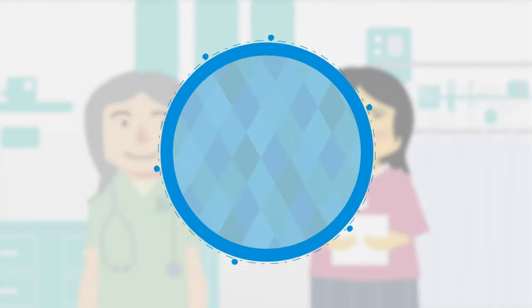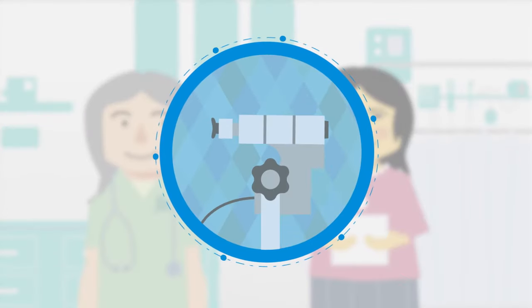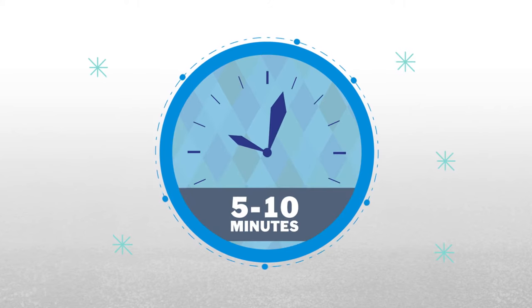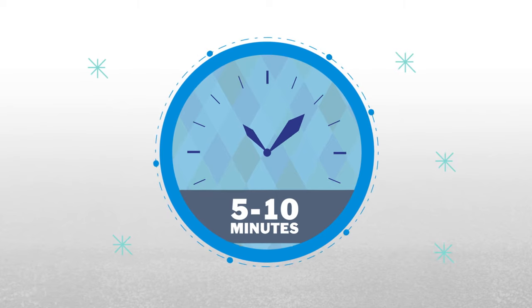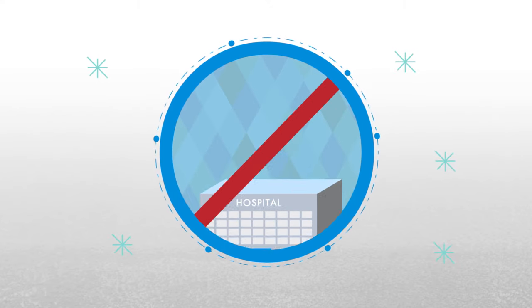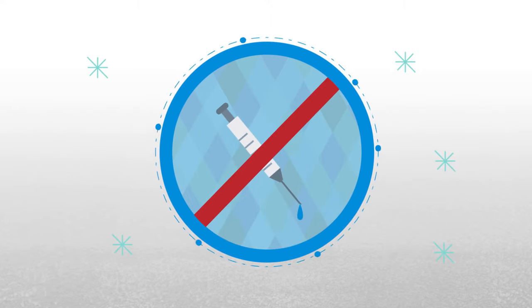Colposcopy is a way for doctors to use a special microscope, called a colposcope, to examine your cervix and vagina. The colposcope itself does not go inside your vagina. It lets the doctor see any abnormal areas. The examination takes about 5 to 10 minutes, and there are no restrictions following the examination. It does not require a stay in hospital or any use of anesthesia, freezing, or pain medication.